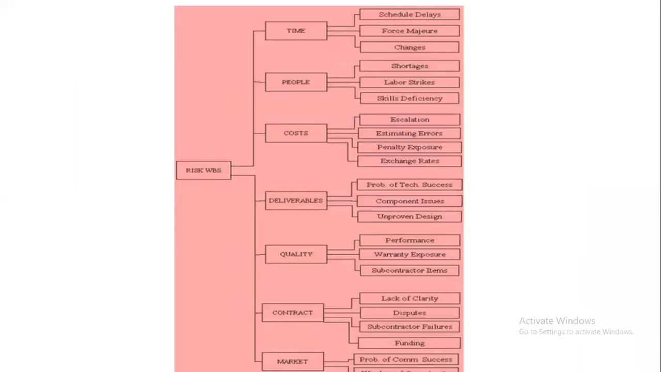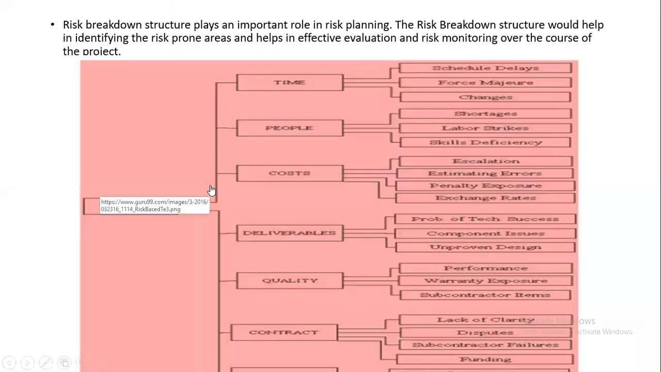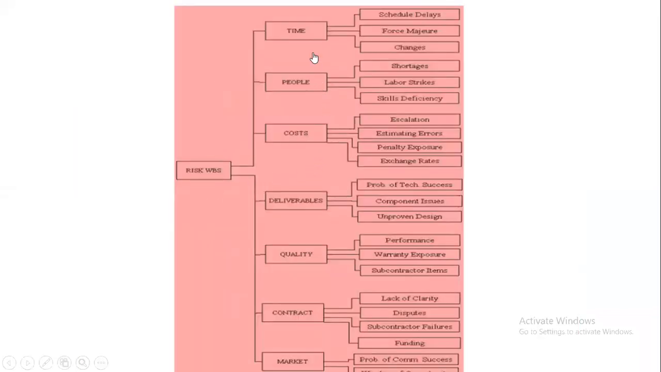So the same thing we'll see, it is a little clearer, that's why I have given it here. So this is the risk breakdown structure. You can see time, so schedule delays and changes; people, any shortages, any labor strikes, and skill deficiency. So that means main areas related to time, related to people, related to cost, related to deliverables, for each and everything what is the problem, where that particular problem or risk may occur.